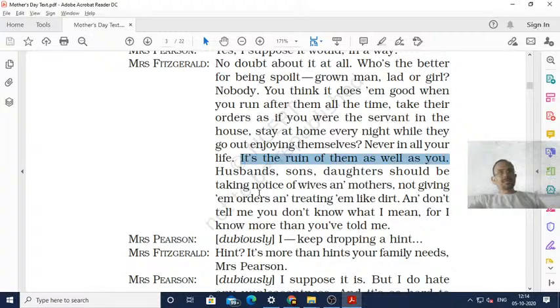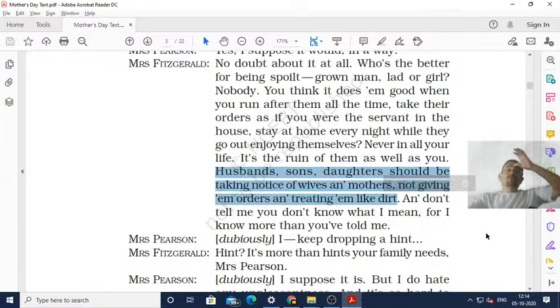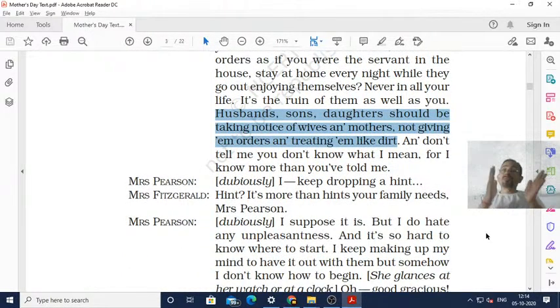Then Mrs. Fitzgerald says, husbands, sons, daughters should be taking notice of wives and mothers, not giving them orders and treating them like dirt. Here she is further sensitizing Mrs. Pearson, reminding her that husbands, sons, daughters should take notice of their wives and mothers. One should complement another in the family. Understood?